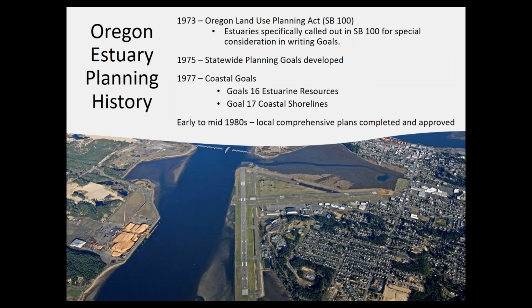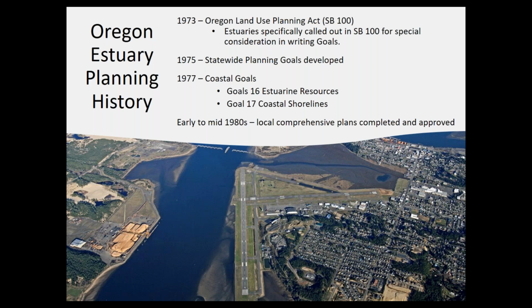Here we go. So, Oregon estuary planning history. Just to give a brief overview of Oregon planning history. In 1973, the Oregon Land Use Planning Act, Senate Bill 100, came into effect. Estuaries were specifically called out in Senate Bill 100 for special considerations in writing the goals.